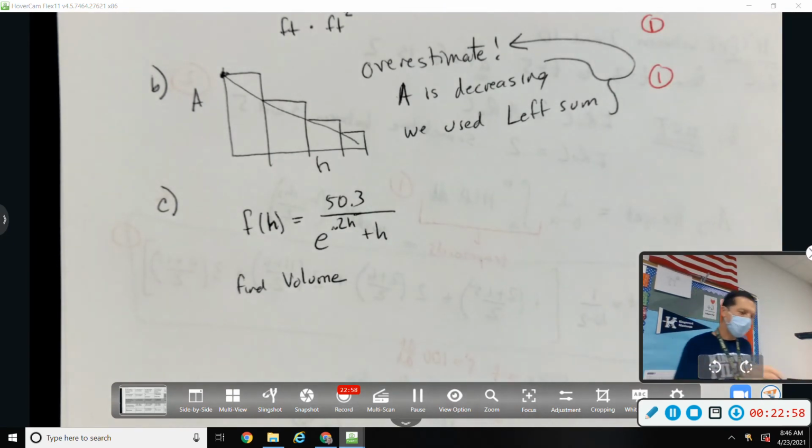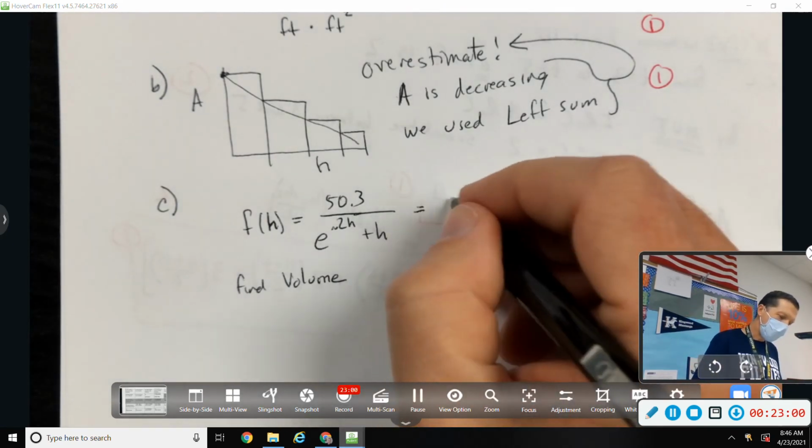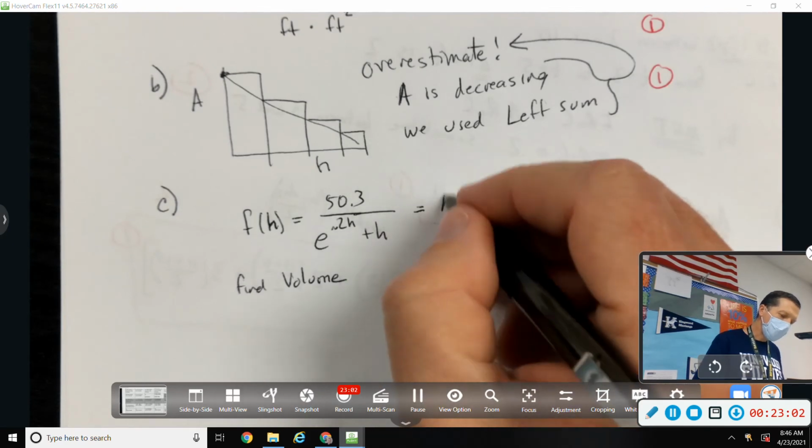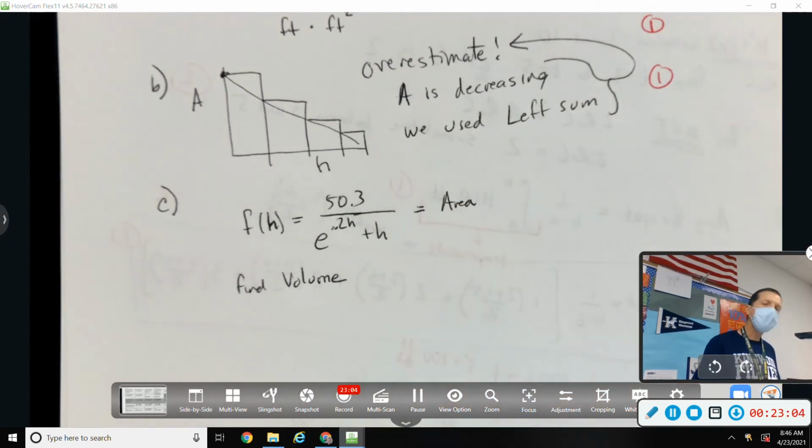So that's the area as a function of height. So how can I find the volume of the tank? This is tricky. Give it a wild guess. Plug it into the calculator.